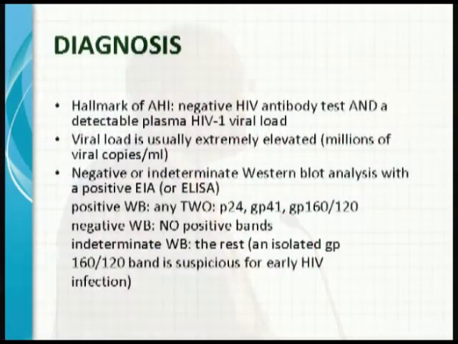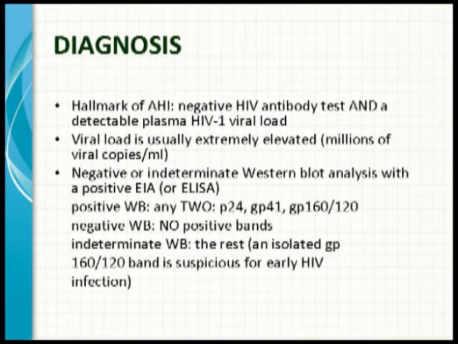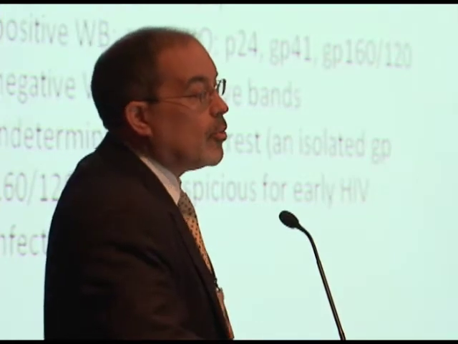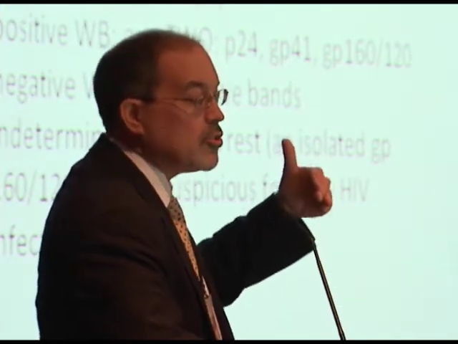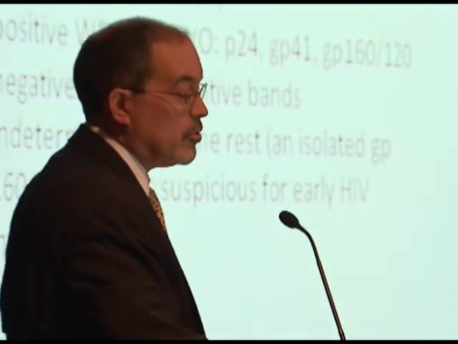So as far as diagnosis, the hallmark is a negative antibody test with a detectable plasma viral load, or a positive screening test with a negative confirmatory test. That's the time when we want to think about acute retroviral syndrome. If you do a test of the viral load, we're not expecting it to be 300 or 400. It's going to be extremely high, in the hundreds of thousands or higher.